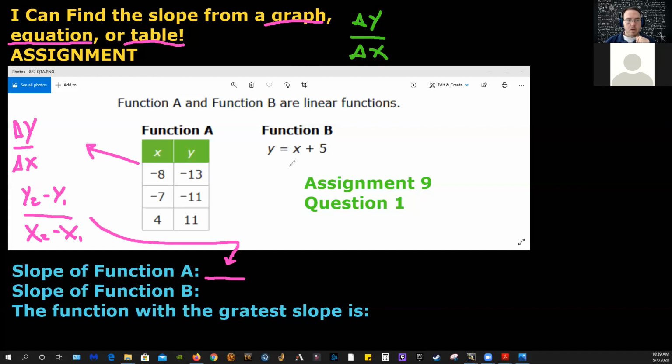Then, for function B, you're going to look really super carefully at this function, and you're going to spot where it is. So it's always y equals mx plus b. So right there, whatever that number is in the equation, goes here.